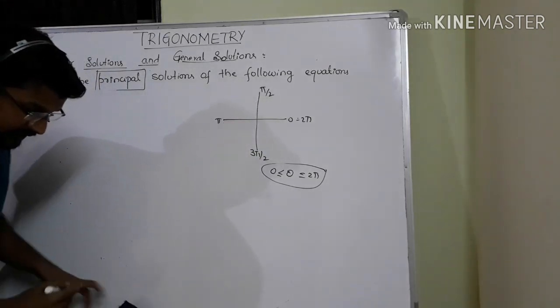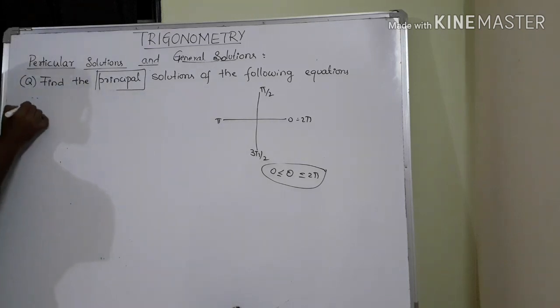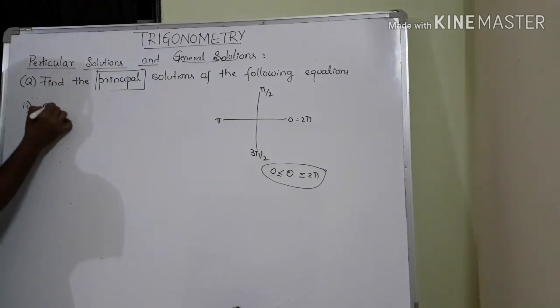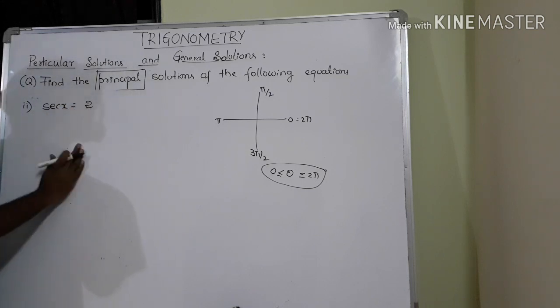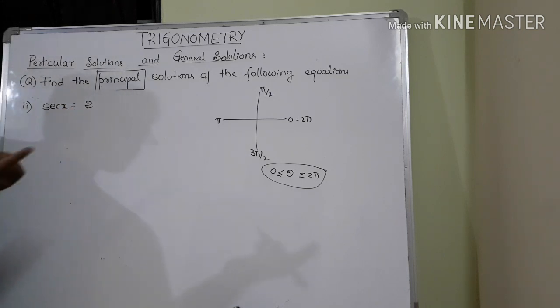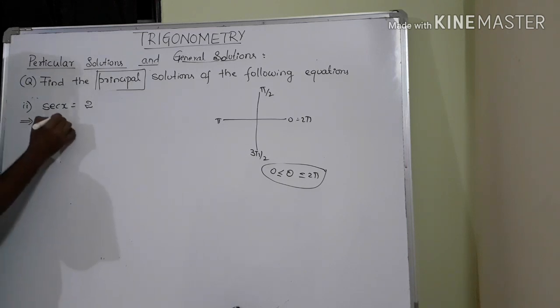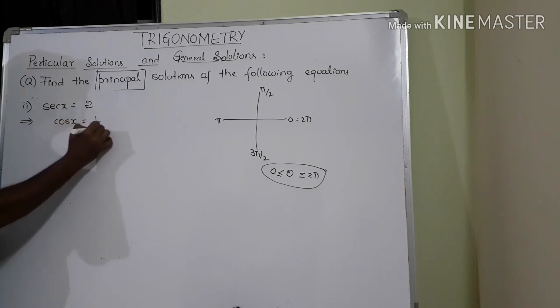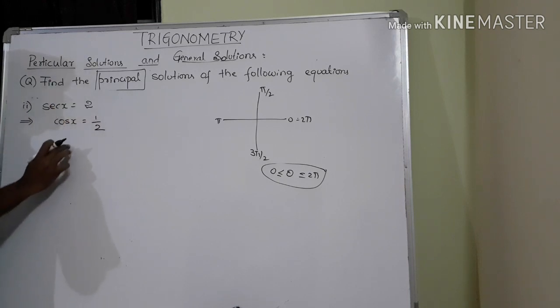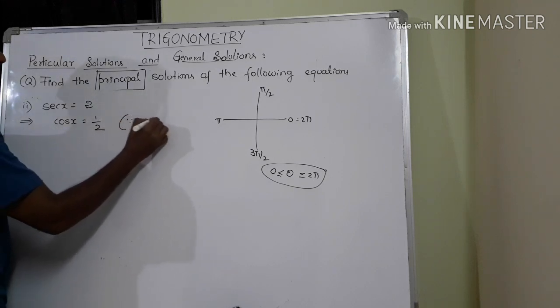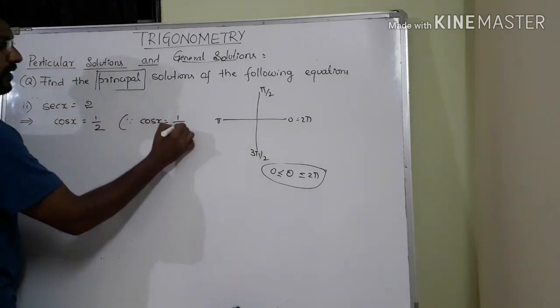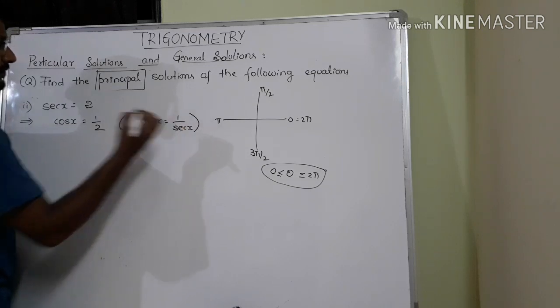Let's go to the second question friends, that is sec x is equal to 2. Here you should know one basics, that sec and cos are reciprocal to each other. So we'll change the question. We will write this as cos x is equal to 1 by 2. Both are one and the same. Just by using the basics, we can write the basics here. Cos x is nothing but 1 by sec x.